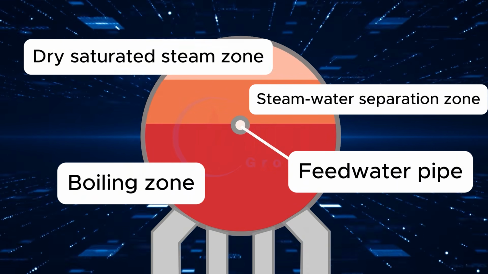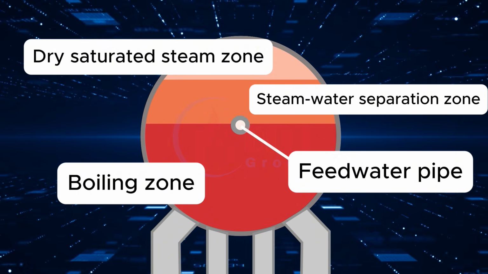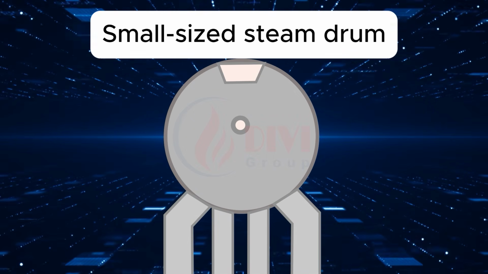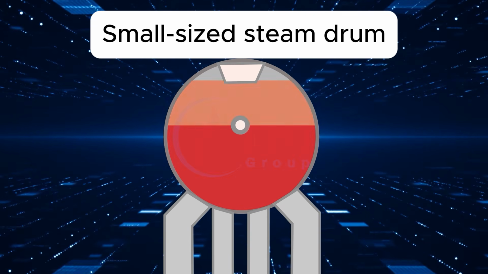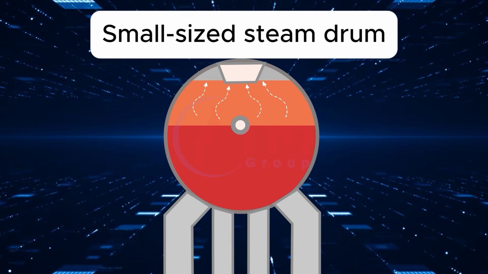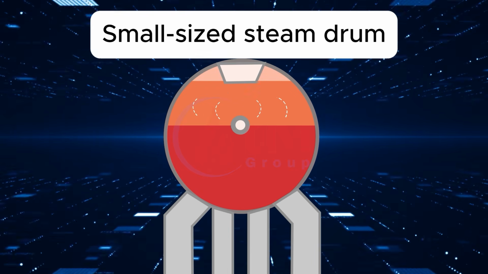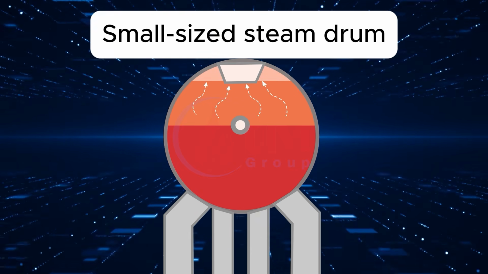In reality, because the drum volume is too small, there isn't enough space for the steam zone. As a result, only 2 zones remain, the boiling zone and the separation zone. The saturated steam zone disappears. Therefore, the steam taken out is not pure dry steam.